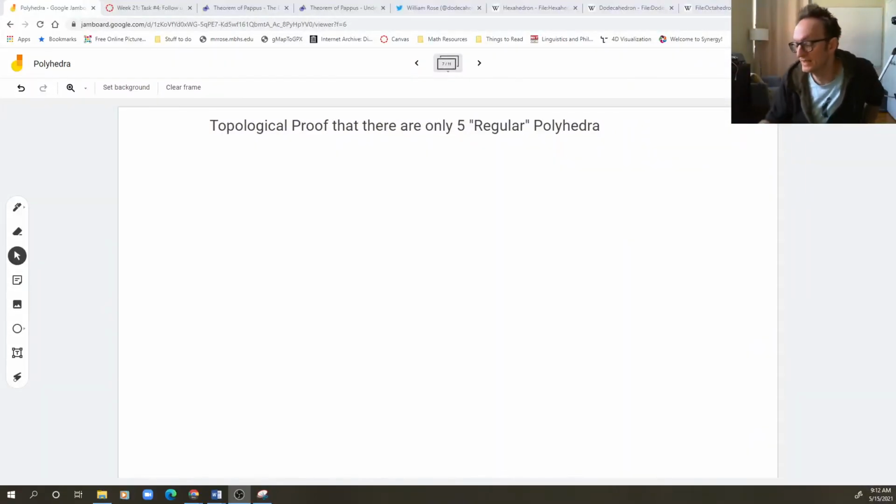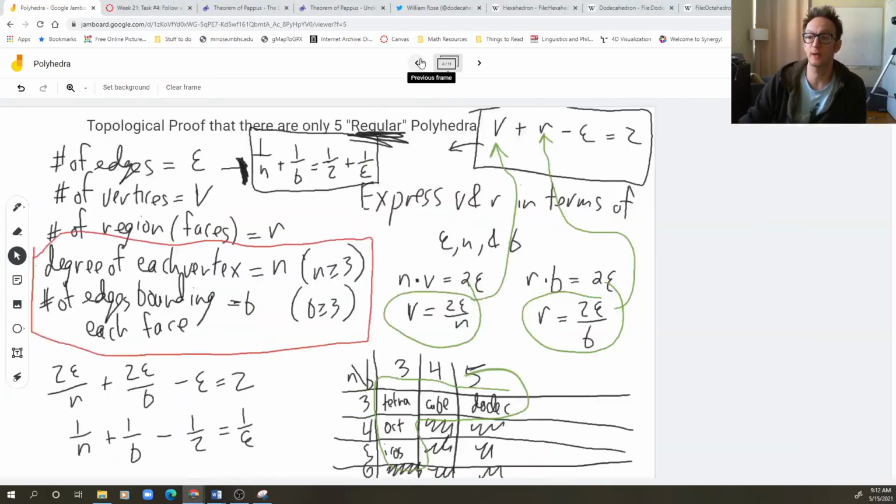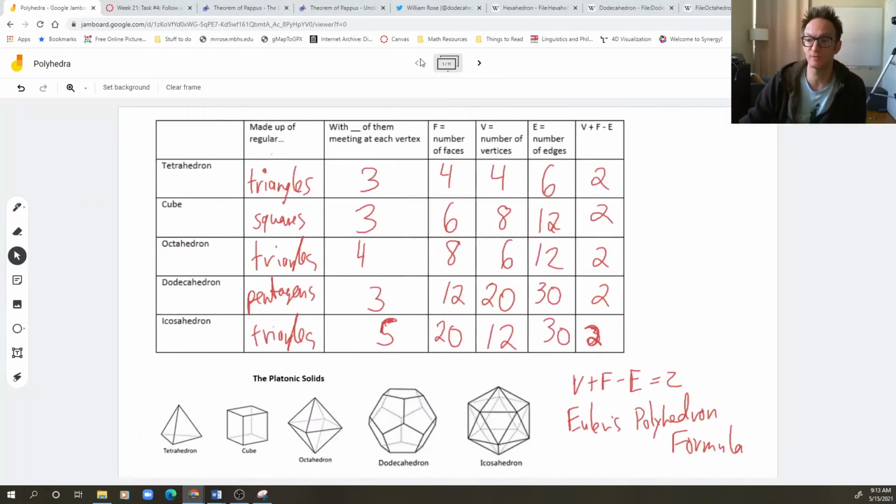Hello everyone. In class on Friday we had what was supposed to be the most amazing day of your life, which was a proof that there are only 5 Platonic solids. And okay, just really quickly, this is our Jamboard from class.